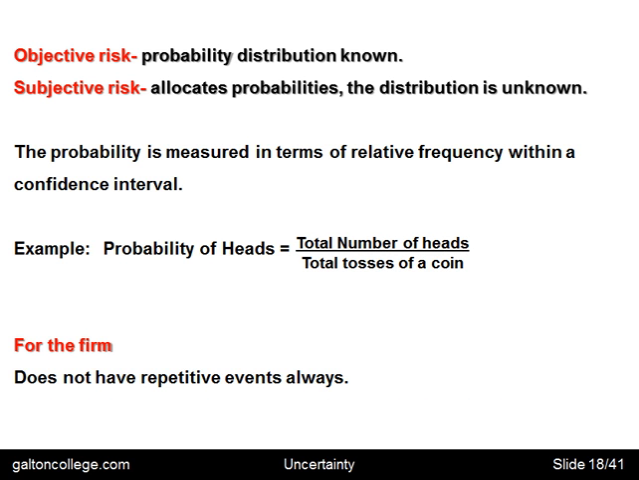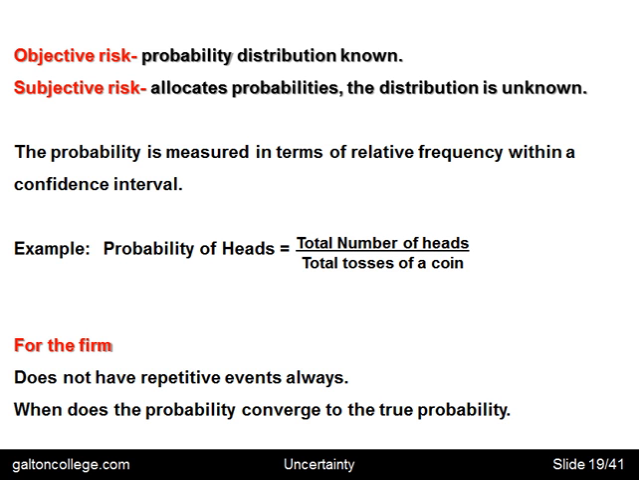Now, the next question is, when does the probability converge to the true probability? Go back to tossing the coin for a second. If I toss a coin once, just once, and it comes down heads, would it be right for me to conclude that every time I toss the coin it'll come down heads? The only piece of information I've got is I tossed the coin and it came down a head. That doesn't mean that it'll come down heads every time.